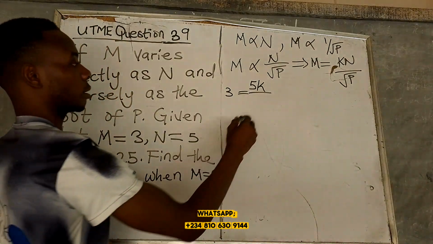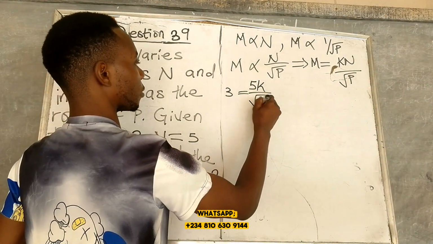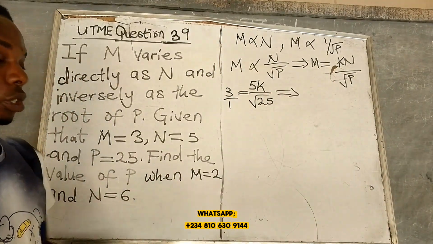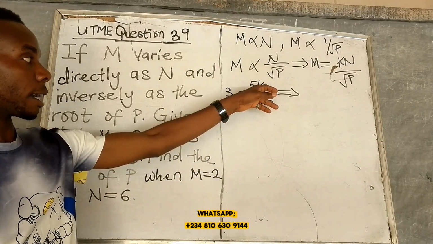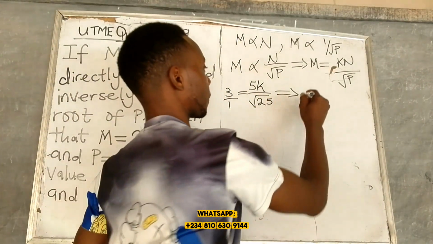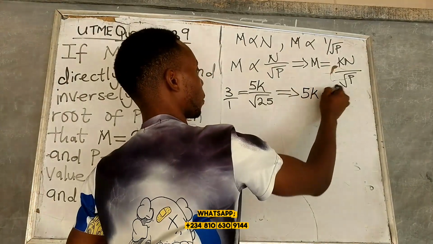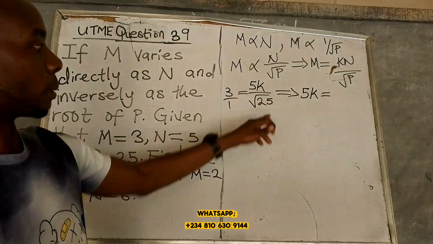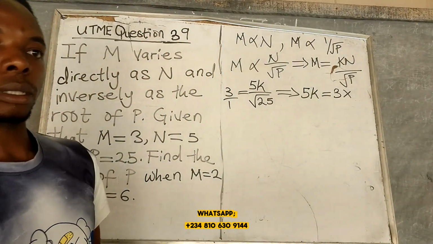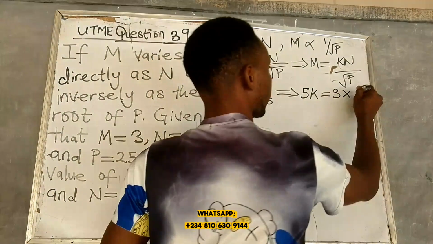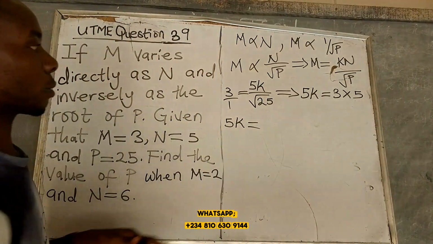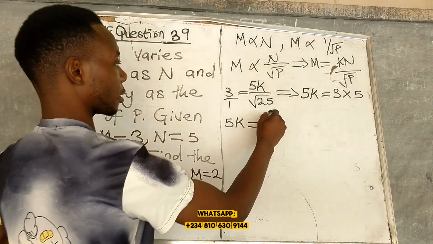p is what? p is 25. So root of 25. This implies, let's just use cross multiplication and then solve everything at the same time. 5k multiplied by this 1 will give me 5k, equal to 3 times the root of 25. Root of 25 is 5. So this 5k is equal to 3 times 5, which is 15.